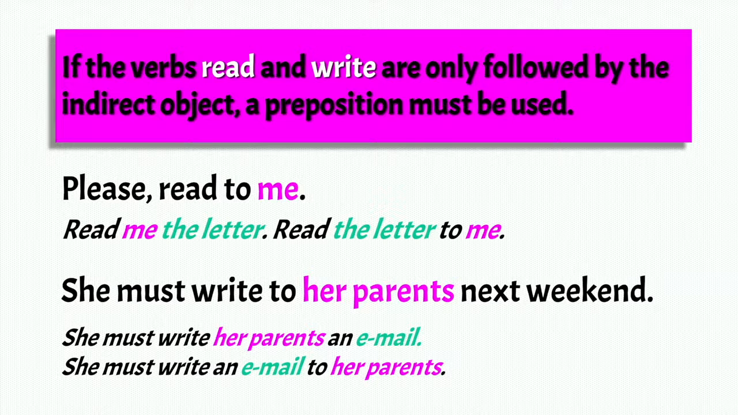Another example. She must write to her parents next weekend. She must write her parents an email, for example. So her parents is the indirect object. The direct object is email. Or you can even say she must write an email to her parents. To her parents is your indirect object.